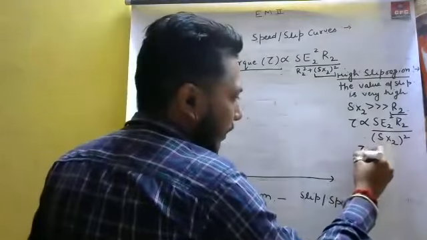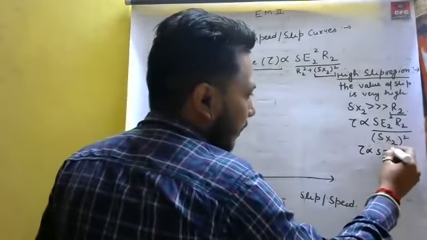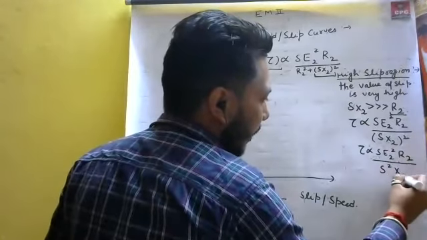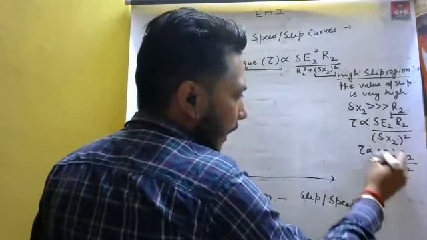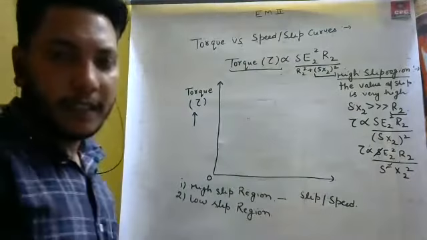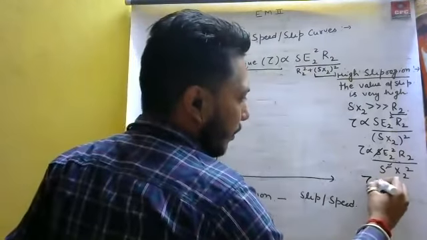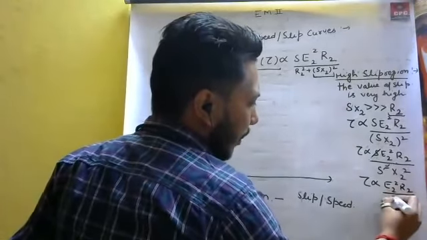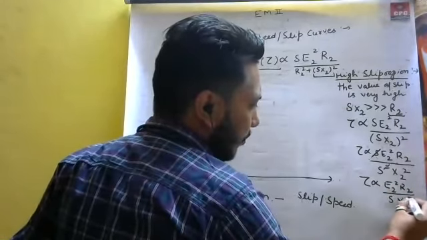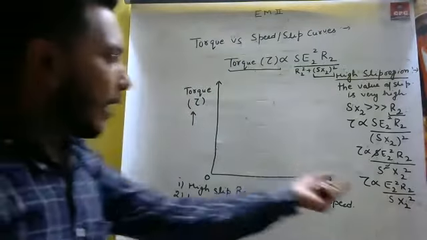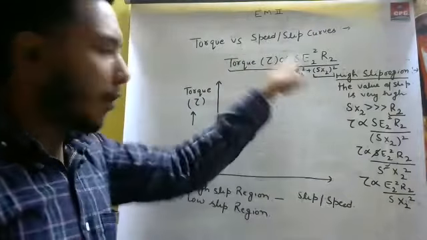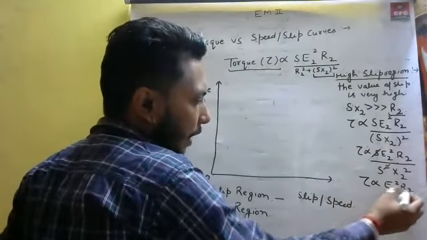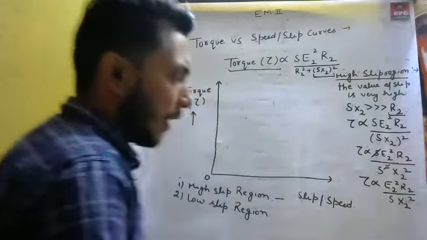So if we calculate this, S into E2 squared into R2 upon S into X2 squared, here we cancel S from S. Now the equation becomes torque is directly proportional to E2 squared into R2 upon S into X2 squared. Now in the high slip region, the equation of torque becomes modified: torque is directly proportional to E2 squared into R2 upon S into X2 whole squared.